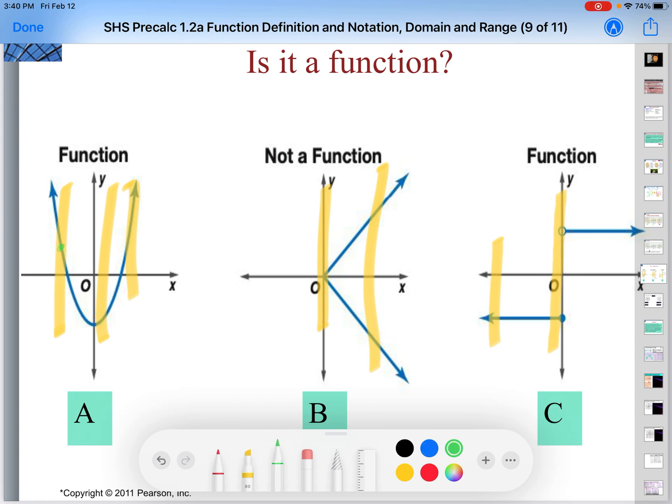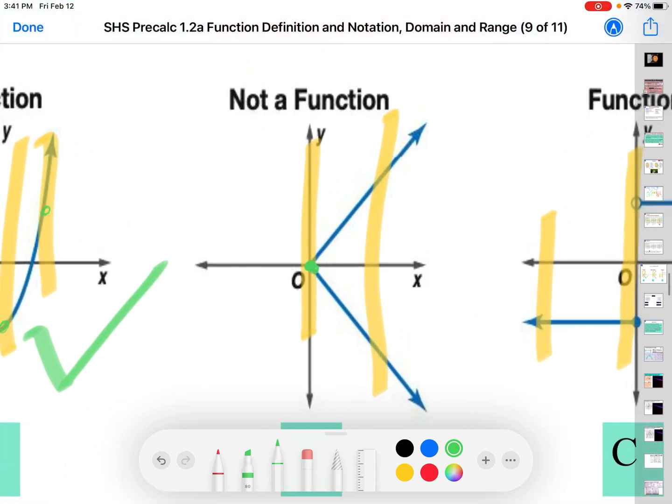So here, passes, passes, and it passes. So this one is a function because it passes the vertical line test. It's 1-to-1. Let's go ahead and try this one over here. At this point here, you'll notice that it's actually going through 2 points. Why do I say 2 points? Because it's going through the blue graph on the top.